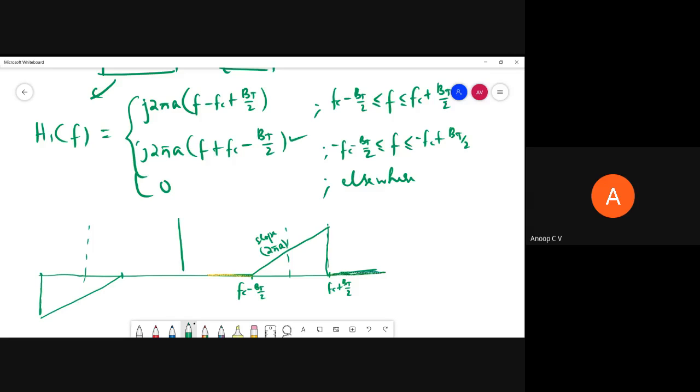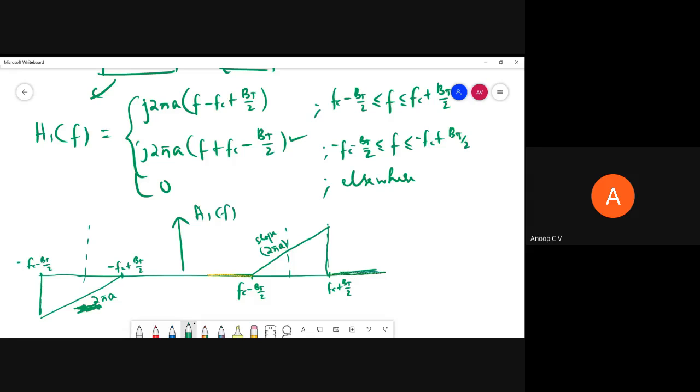Here the slope will be equal to minus 2 pi a, from minus fc plus bt by 2 to minus fc minus bt by 2, and slope again is 2 pi a here. It's not minus 2 pi a, slope again is 2 pi a here. So yeah, this is what we have.